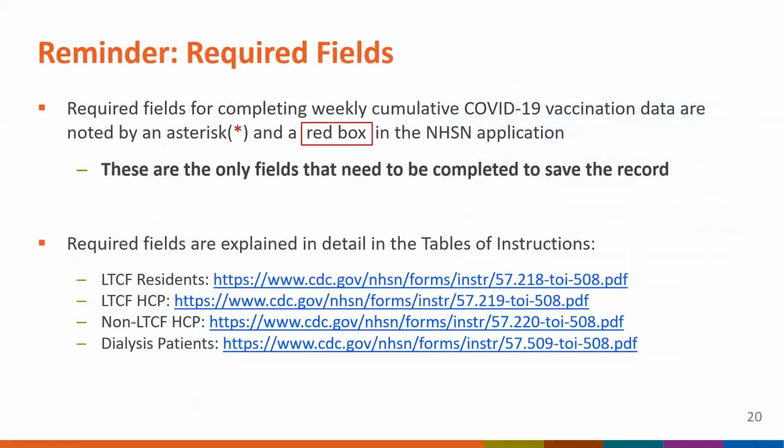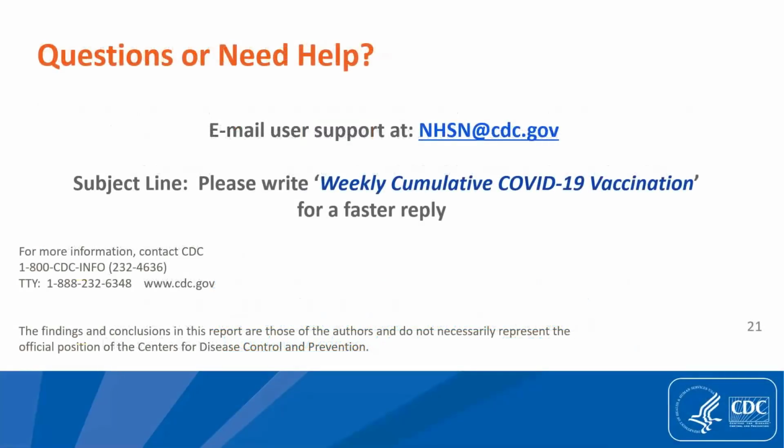As a reminder, please note that certain fields are required for saving data in the NHSN application. These fields are noted by an asterisk and a red box in the application. These are the only fields that are required for completion. Explanations for these fields are provided in the Table of Instructions documents as listed on the slide. If you have any questions about NHSN, please send an email to user support at nhsn@cdc.gov. Please include weekly cumulative COVID-19 vaccination in the subject line of the email.